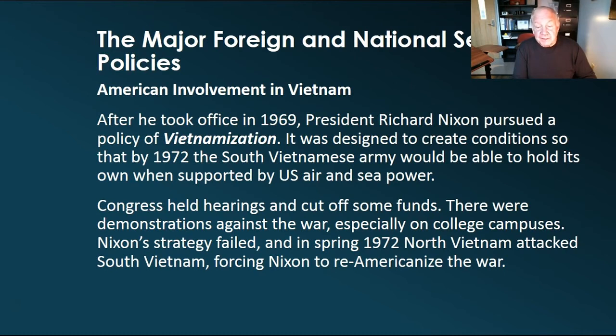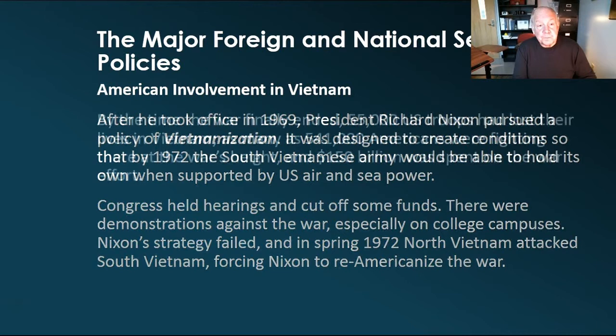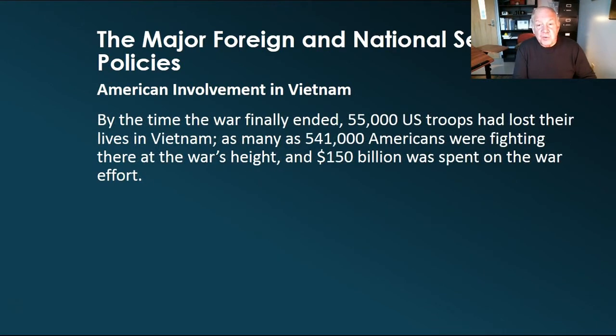Nixon's strategy failed. In the spring of 1972, North Vietnam attacked South Vietnam, forcing Nixon to re-Americanize the war. By the time the war finally ended, 55,000 U.S. troops had lost their lives in Vietnam. As many as 541,000 Americans were fighting there at the war's height, and $150 billion was spent on the war effort.